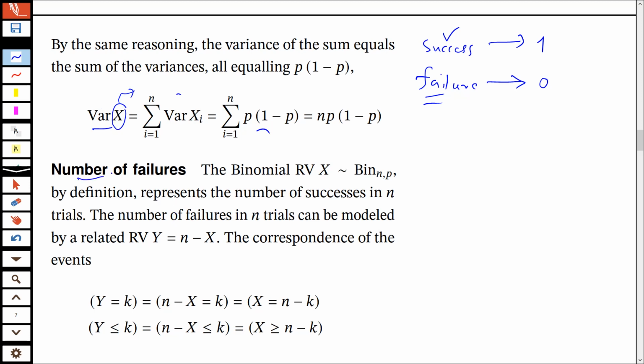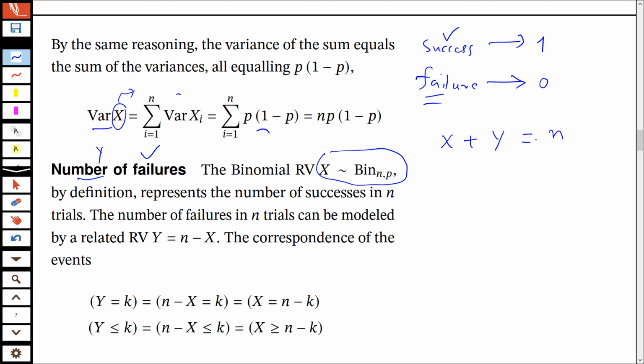What if we are interested in the number of failures? We don't need to reinvent the wheel. We just go with our original x, which is the number of successes, binomially distributed, and n trials, p is the probability of success. So because n is the total number of trials, and if I have x successes, it's a random quantity, and let's say I have y failures, so let's say y represents this number.